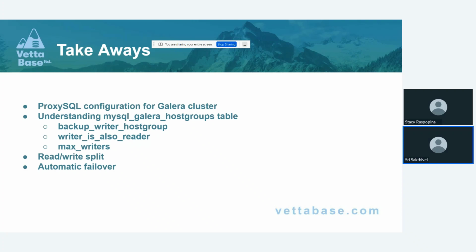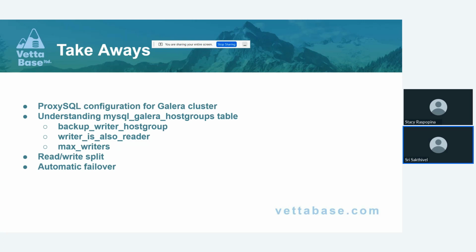If you set writer is also reader equal to 1, in that case, the nodes available in the writer host group as well as the backup writer host group, those two host groups will receive the reads. And if you set writer is also reader equal to 2, in that case, the nodes available in the backup writer host group can only receive the reads.